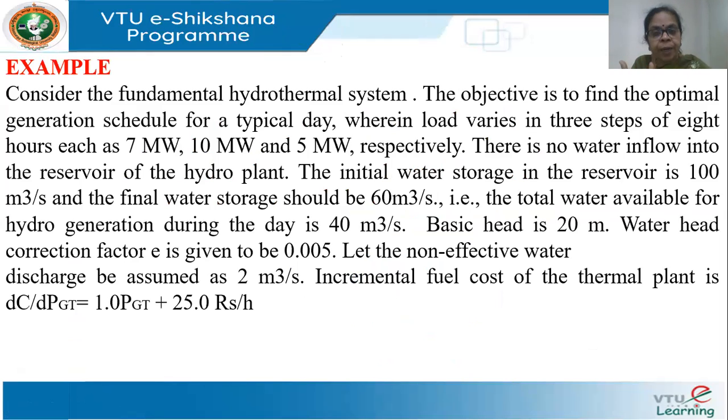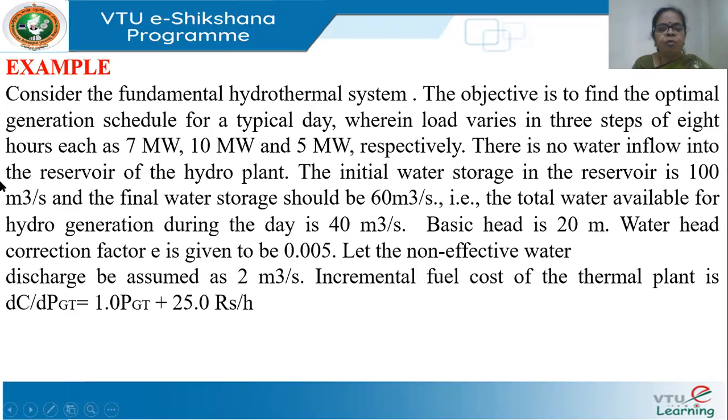That means how much the hydel plant should generate, how much the thermal plant should generate, wherein the load varies in steps of 8 hours each, as 7 megawatts, 10 megawatts and 5 megawatts. That means there are three periods. In one period, the demand is 7 megawatt, in another it is 10, and in the other it is 5. Each is 8 hours duration. So our sub intervals is 3.